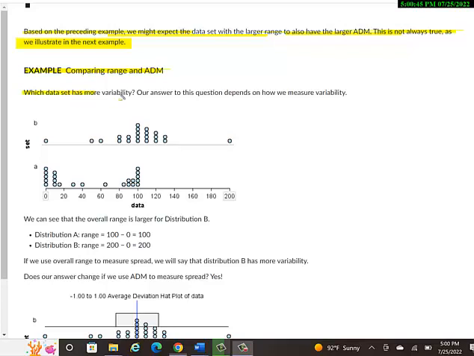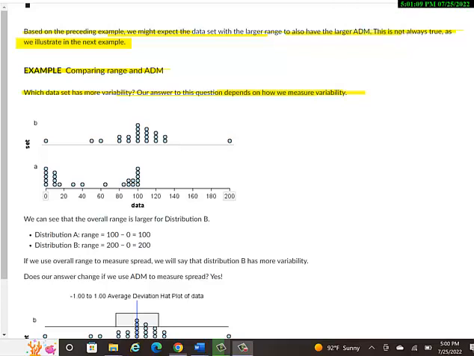Which data set has more variability? On the below, okay. Our answer to this question depends on how we measure variability. When we initially saw the two dot plots in the previous example, it looked like the values were more spread out from left to right. The range, the highest value minus the lowest value, was larger for adult cereal, but that might not always be the best way to measure it.